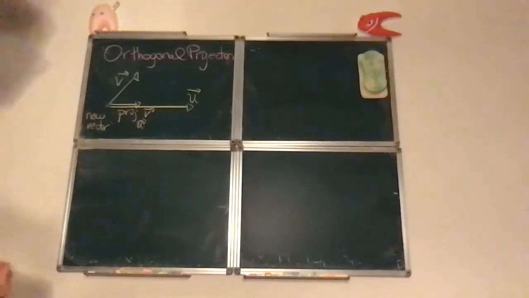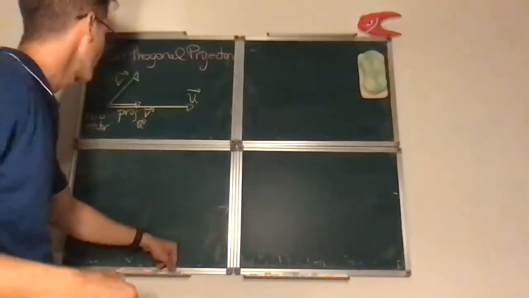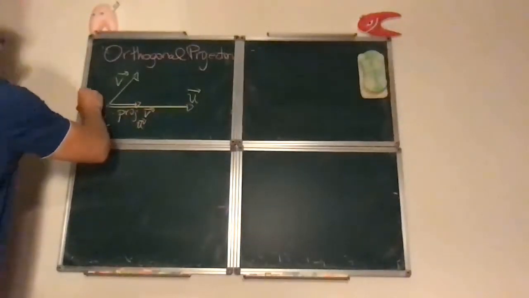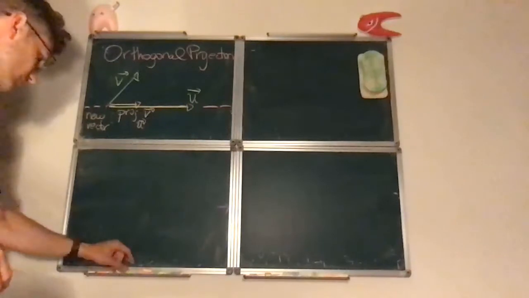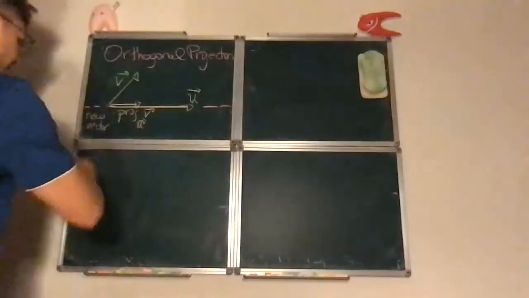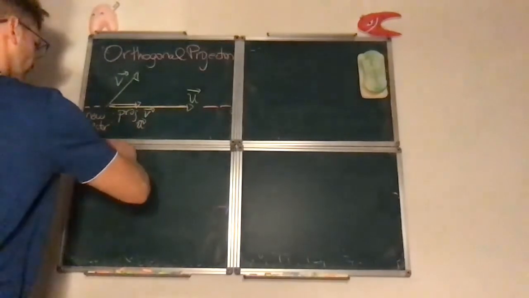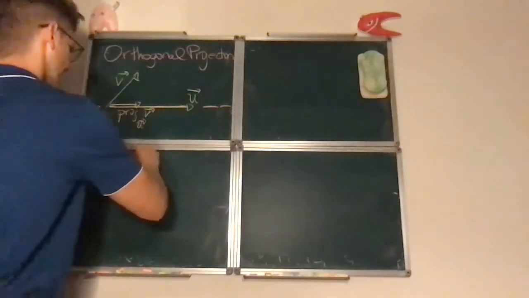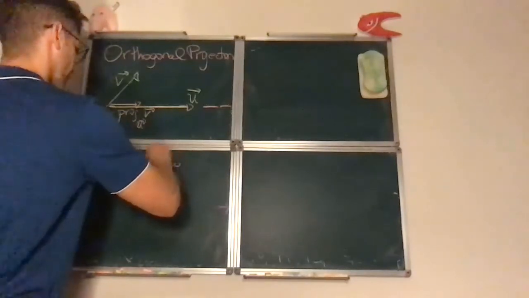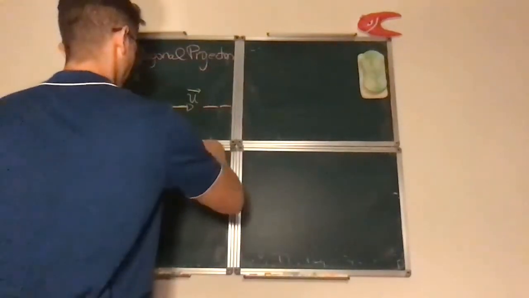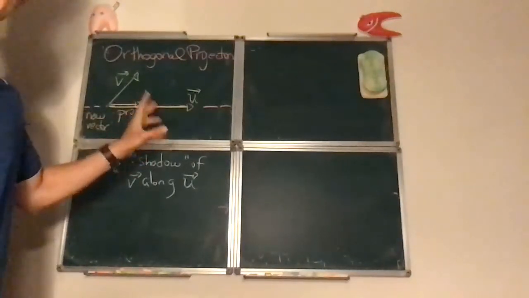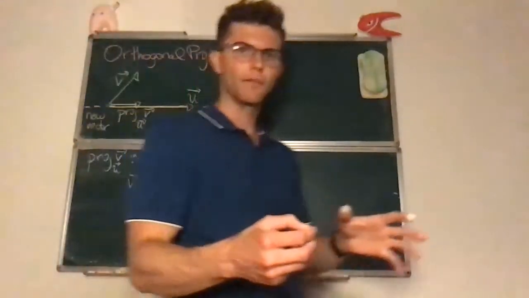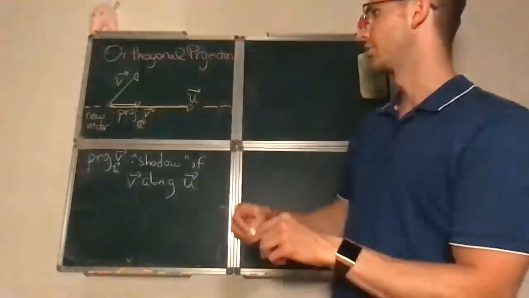Now, really, you should think that u determines a line, okay? And this projection, this is like the shadow of v along u, but in reality this shadow only depends on the line determined by the vector u.